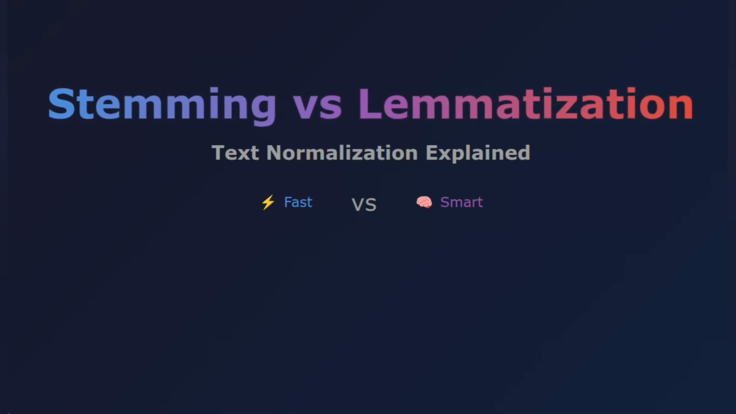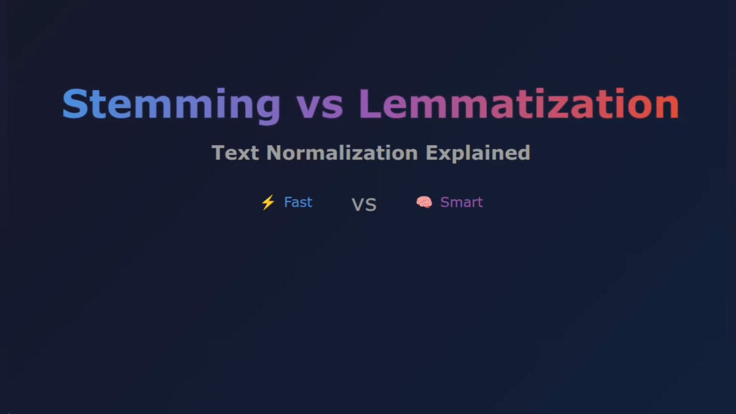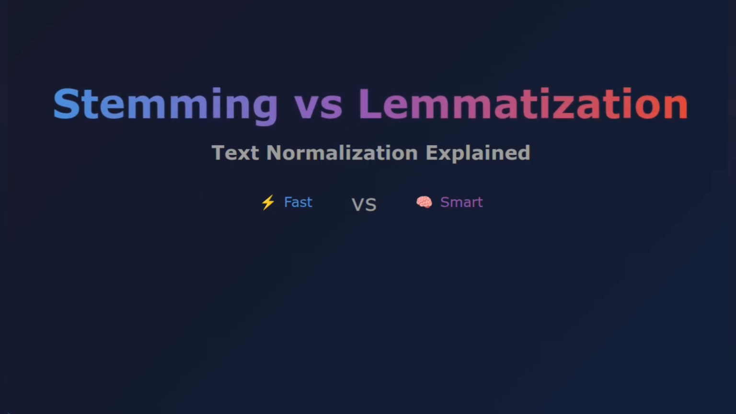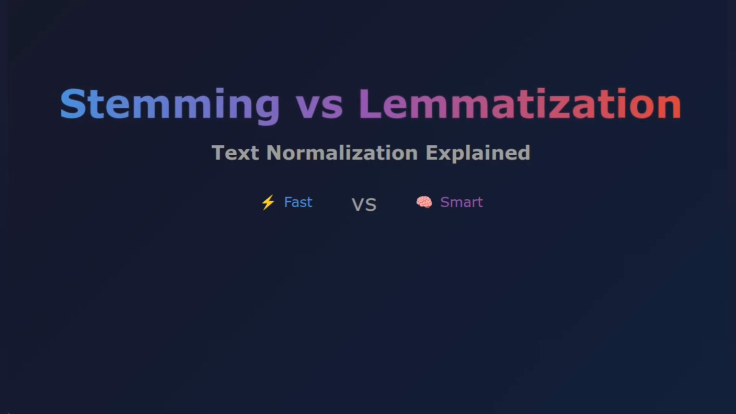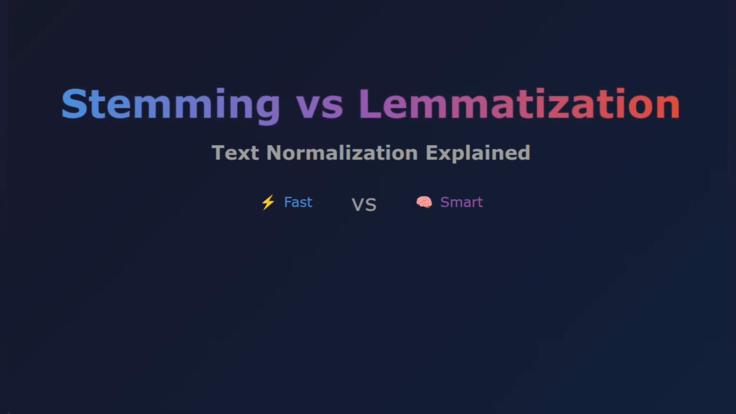Today, we're diving deep into two fundamental concepts in natural language processing that every data scientist and ML engineer needs to know: stemming and lemmatization. If you've ever wondered how Google understands that running, runs, and ran all mean basically the same thing, or how chatbots know what you mean even when you use different word forms, this video is for you. By the end of this video, you'll understand exactly what these techniques do, when to use each one, and you'll see real Python code examples. So let's jump right in.